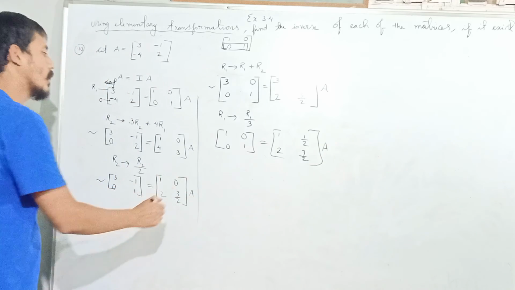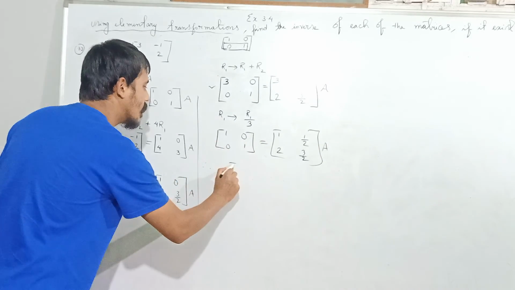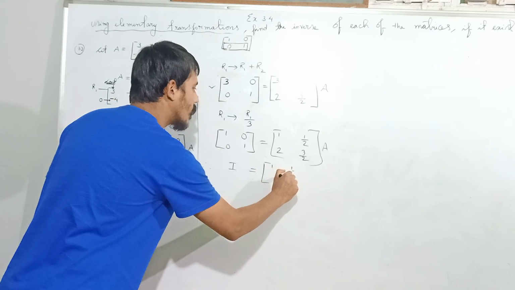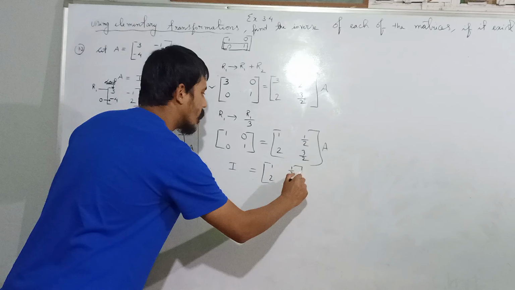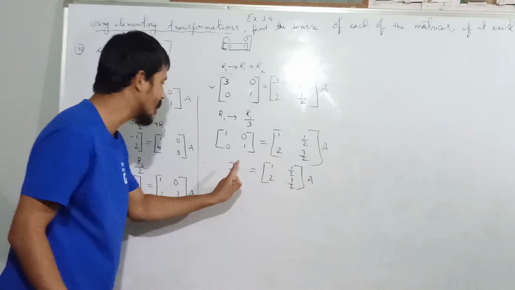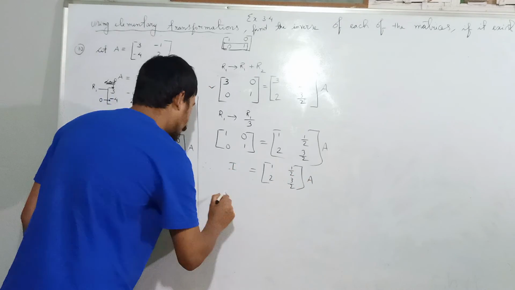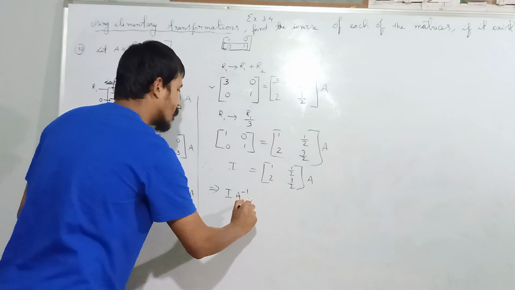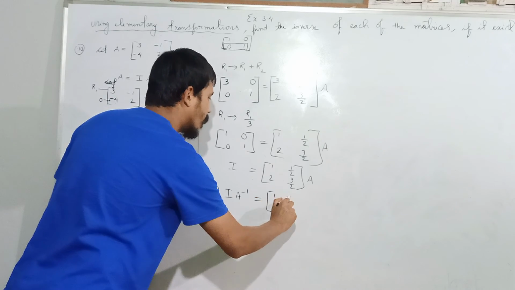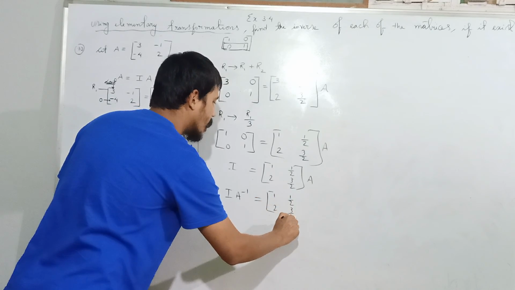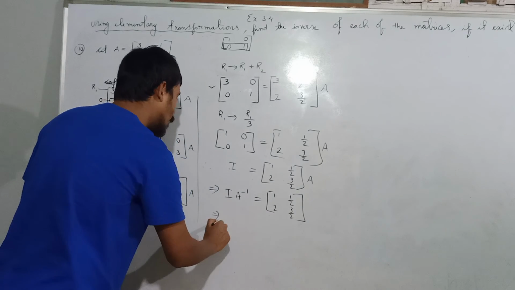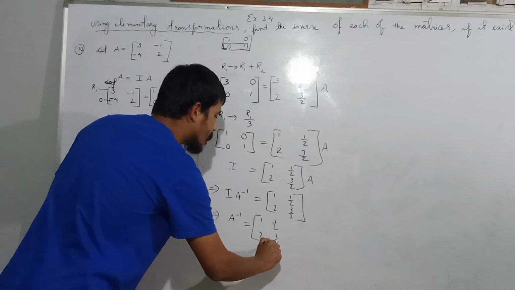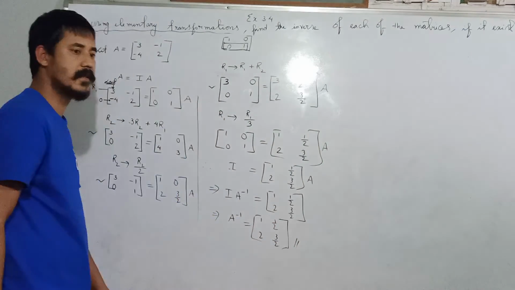Therefore this is now the identity matrix, and this is the matrix with BA, so it will be [1, 1 by 2; 2, 3 by 2] times A. So this implies A inverse is equal to [1, 1 by 2; 2, 3 by 2]. So A inverse exists and it is equal to this matrix, all right.